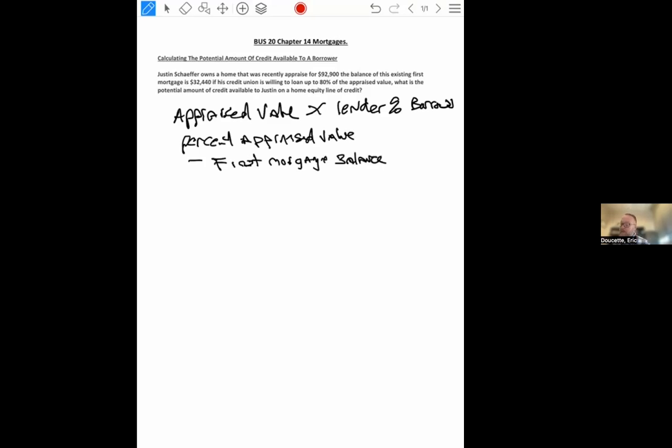All right, so the appraised value of your home is multiplied by the lender's percentage of borrowing. So if you look here, the appraised value of this house is $92,900, and the bank will lend up to 80% of the appraised value. So we would just multiply that by 0.80, and that would give us a total of $74,320. That's how much they would be willing to let us borrow on that home.